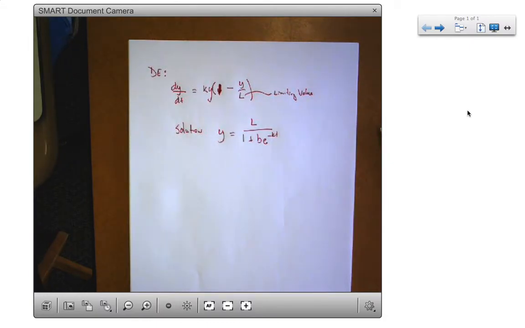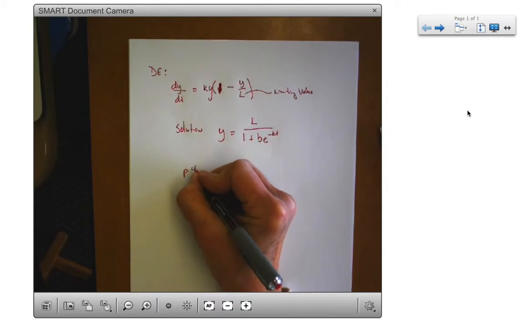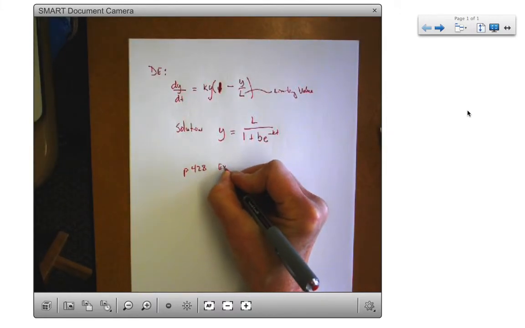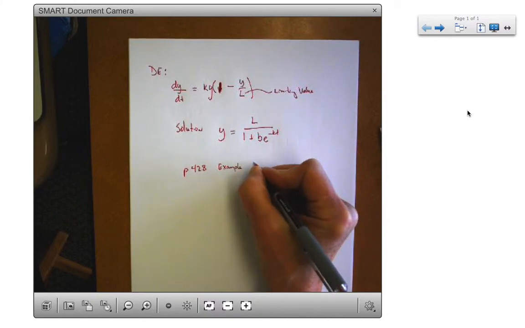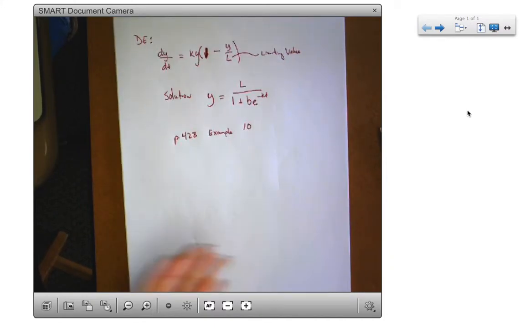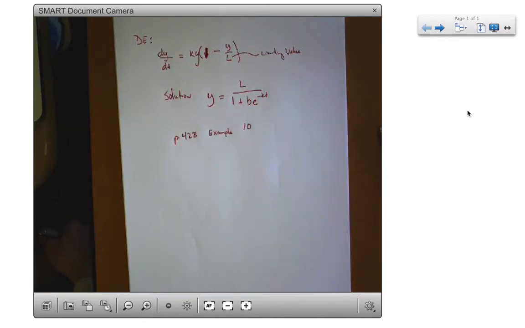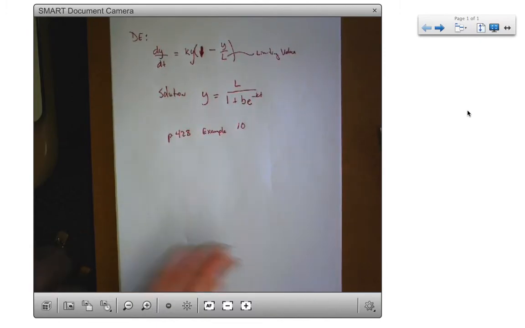All right, so at this time, will you turn in your book to page 428. We're going to look at example 10, and I'm going to work that with you. So if you have your book at home, page 428, example 10.